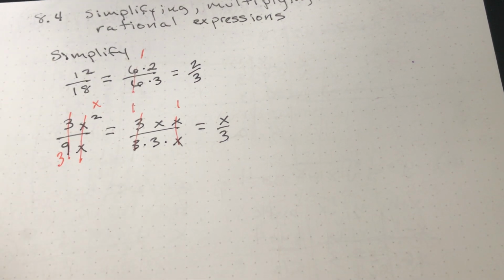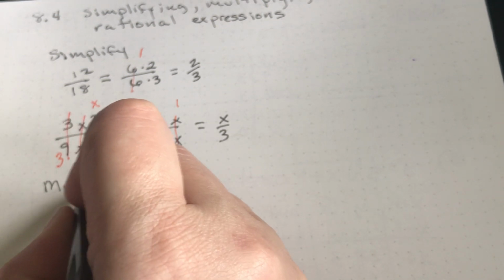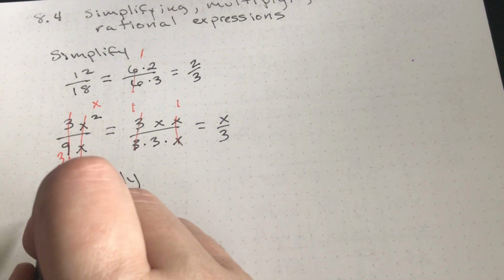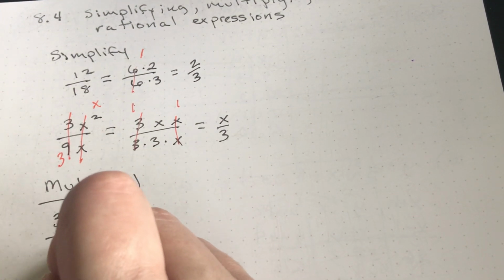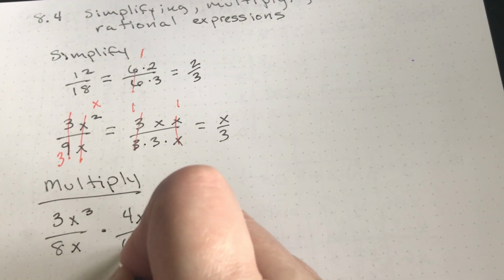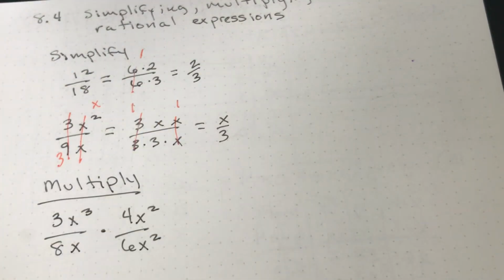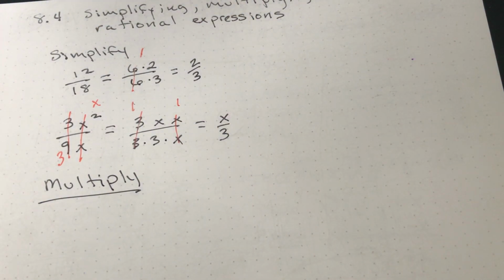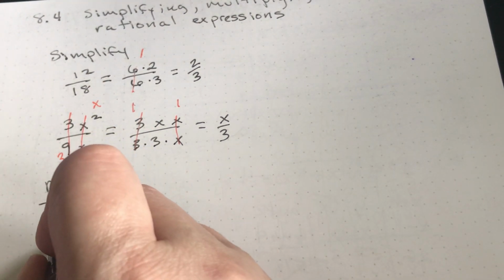All right. Next, then we can use this to help us multiply. So 3x cubed divided by 8x times 4x squared divided by 6x squared. Oh, actually I'm getting ahead of myself, aren't I? Let's back up a second. Okay, let's just start with a basic fraction.